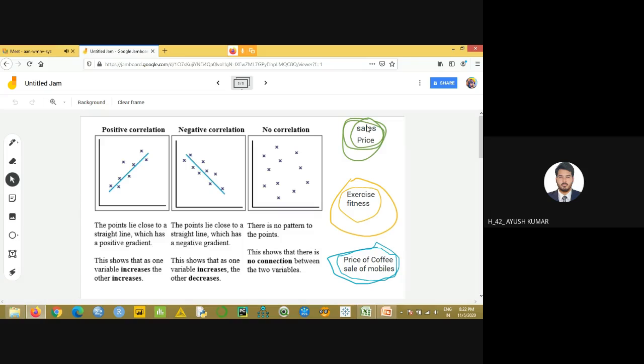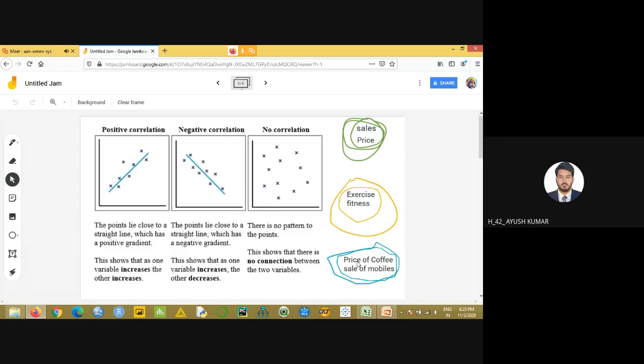Exercise and fitness. Is exercise the dependent variable or the independent variable here? Fitness is dependent on exercise. Correct. Fitness is the dependent variable and exercise is my independent variable. If we exercise more or work out more, then we'll be more fit. So if one increases, the other also increases, and vice versa. This is the example of positive correlation.